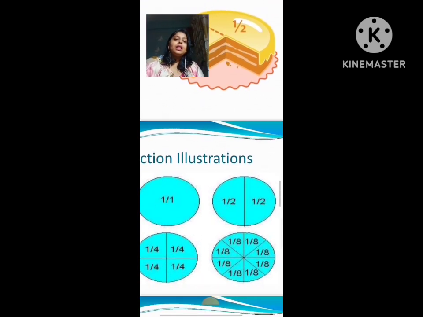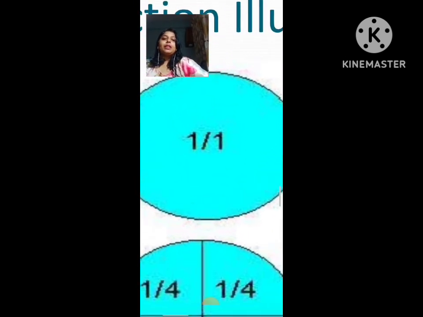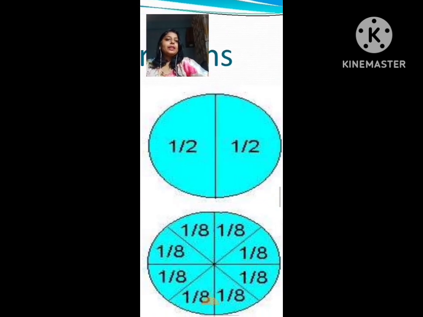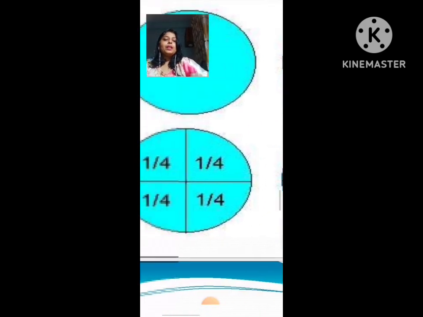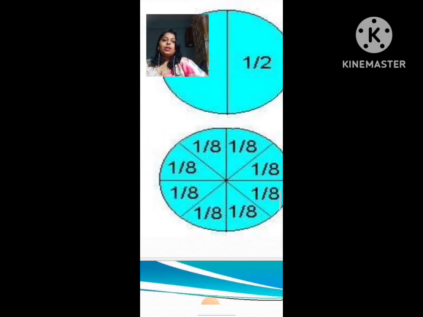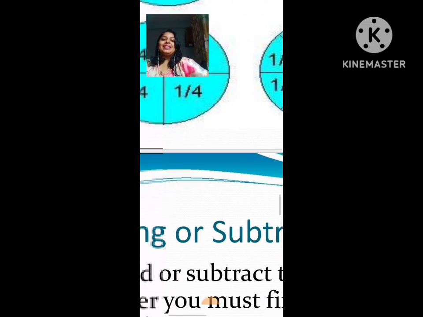Now you can see there are 4 circles. First, let me tell you about this one. This is 1 by 1. It means only one part, right? It is not divided into any other part. It's a whole, right? 1. But this is divided into 2 parts, so 1 by 2, 1 by 2. This is divided into 4 parts: 1 by 4, 1 by 4, 1 by 4, 1 by 4. This is divided into 8 parts, so we write 1 by 8, eight times.